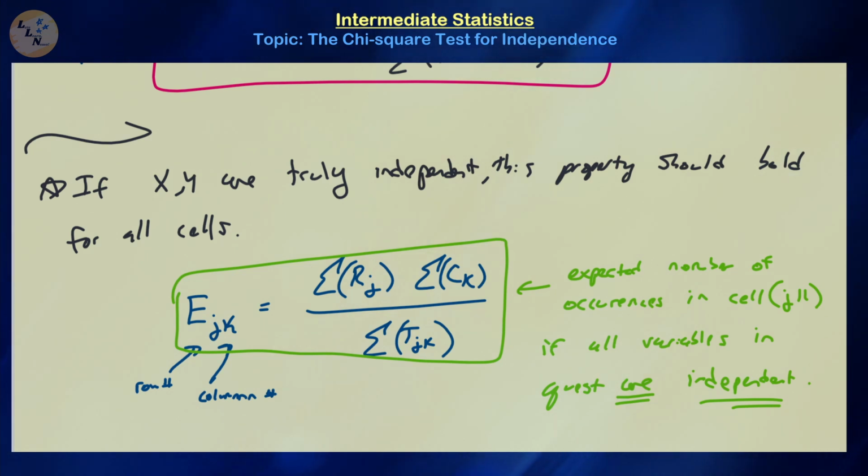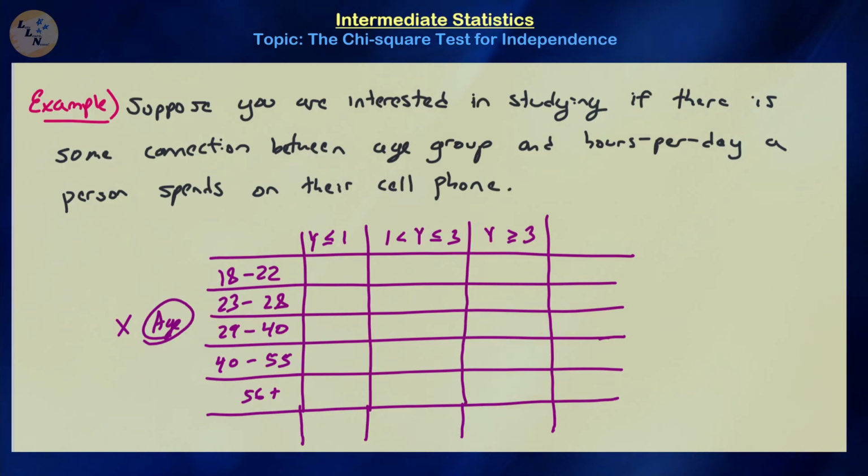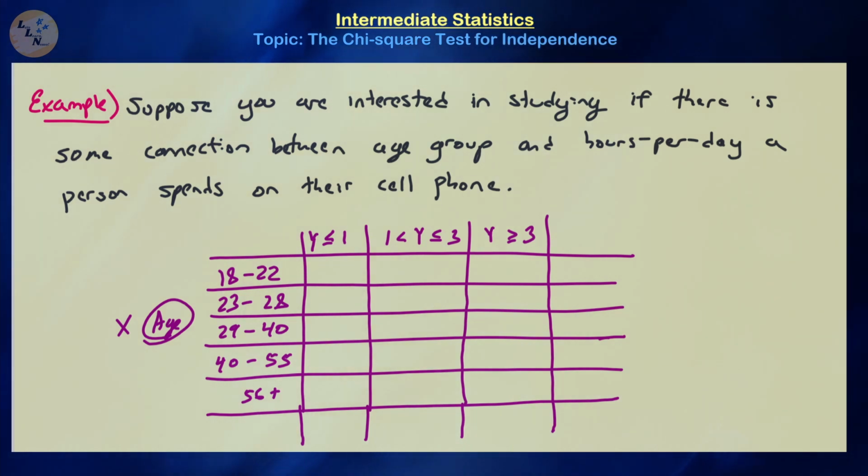So let's actually take a few numbers and an example to see how that would look in practice. Let's suppose you are interested in studying if there is some connection between age groups and the hours per day a person spends on their cell phone. Let's assume we want to break up our age categories into 18 to 22, 23 to 28, 29 to 40, 40 to 55, and 56 and older. Similarly, for the amount of time per day that people spend on their cell phones, let's assume one category is 0 to 1 hour, 1 to 3 hours, and at least 3 hours per day.